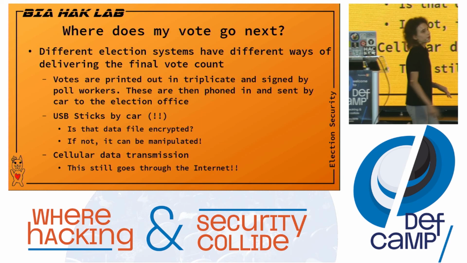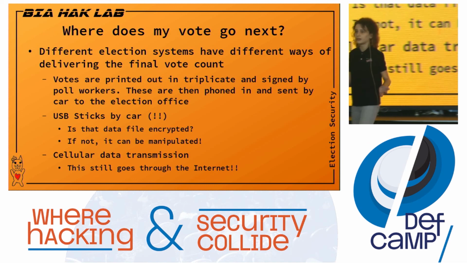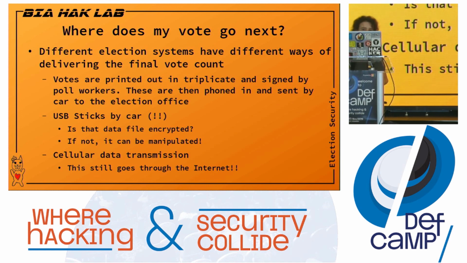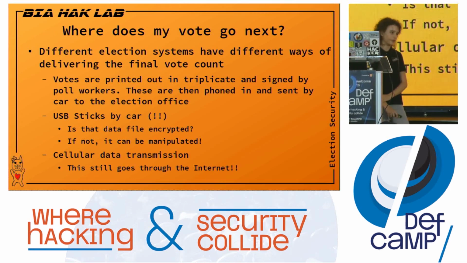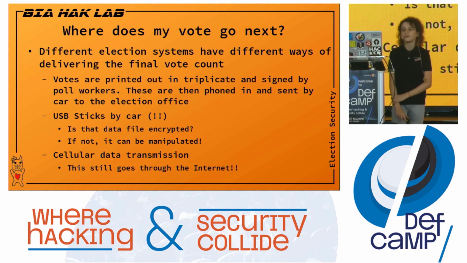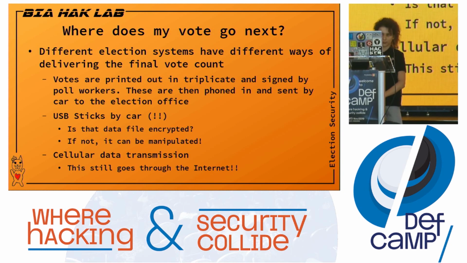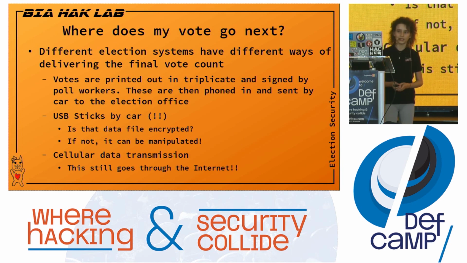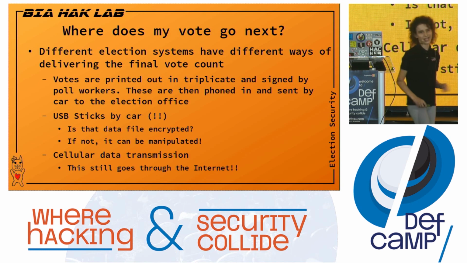So where does your vote go next? Different election systems have different ways of delivering the final vote count. Votes are printed out in triplicate, checked and signed by poll workers. These are then phoned in and sent by car to the election office. USB sticks by car. Is that data file encrypted? If not, it can be manipulated.